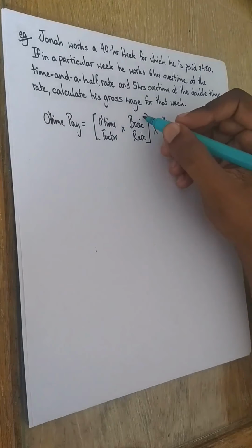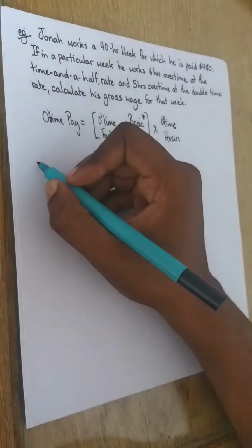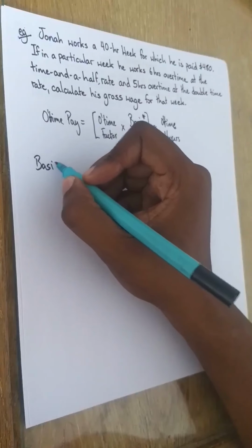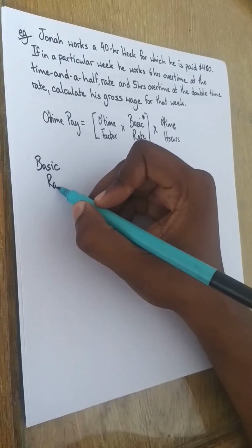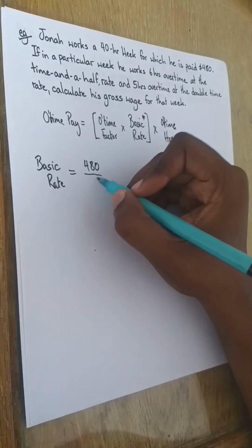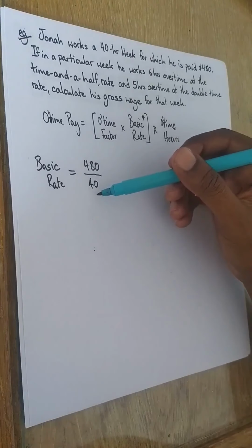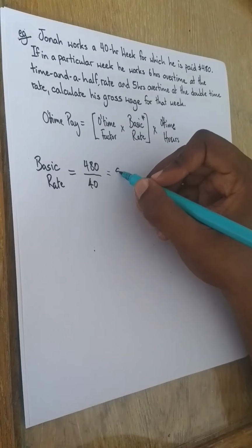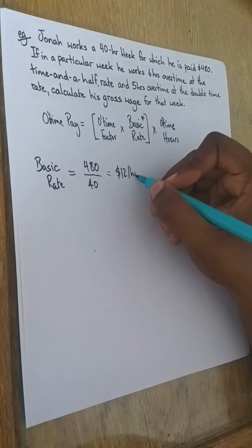But before we get there, we notice that we have not been given in the question his basic rate, but we do have enough information to solve for his basic rate. If we know that he is paid $480 for working a 40-hour week, then his basic rate would be $480 divided by 40. The total amount of money he makes for the week divided by the hours he works that week will tell us how much money he is paid every hour, which is $12 per hour.